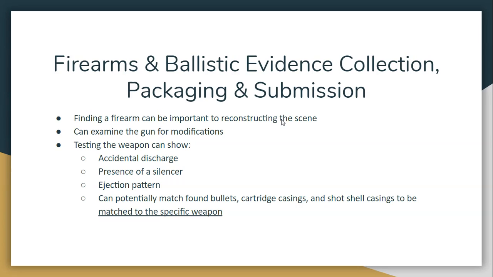Finding a firearm can be very beneficial in reconstructing a scene. You can also examine the gun for modifications. You can test it to figure out, did it discharge accidentally? Did it have a silencer? What's the ejection pattern of the gun? You can potentially match the bullets and the cartridge casings or the shot shell casings to the specific weapon it came from.